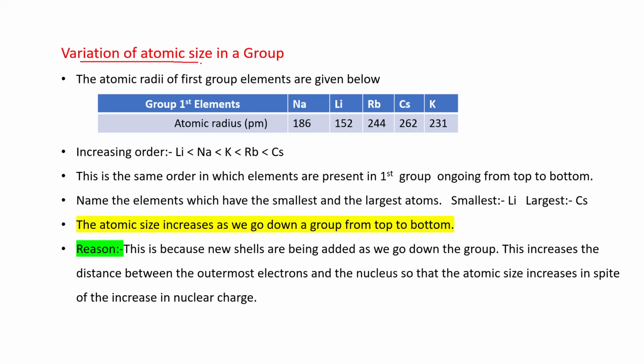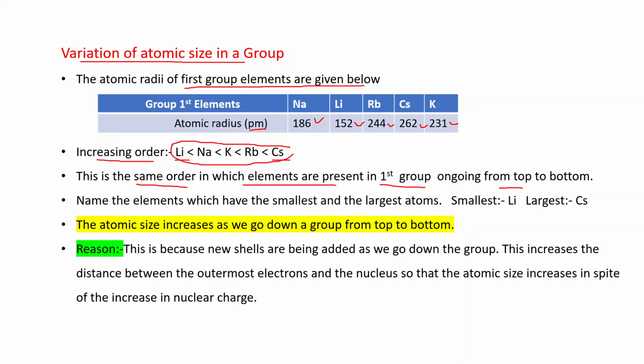Now, variation of atomic size in a group. Again, atomic radii of first group elements are given below. Sodium is 186, lithium 152, rubidium is 244, cesium 262, potassium is 231 in picometer. Now again, if we arrange these elements in the increasing order of their atomic radii, then we can say lithium has the smallest atomic radius and cesium has the highest. This is the same order in which elements are present in the first group on going from top to bottom.